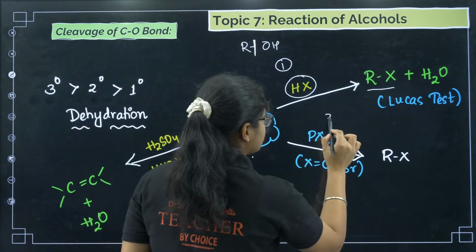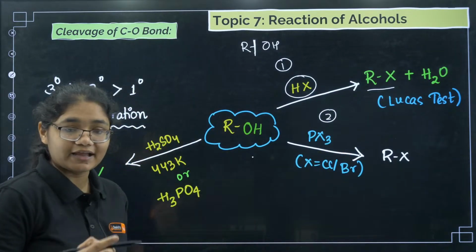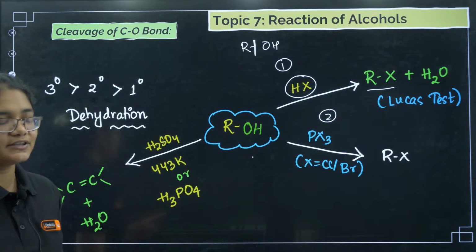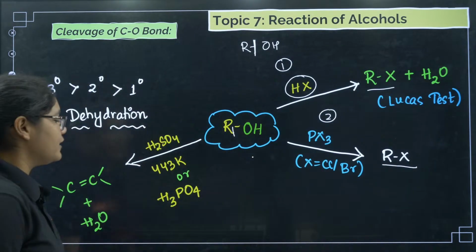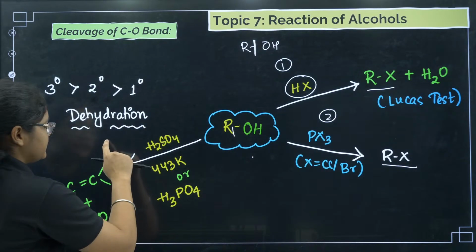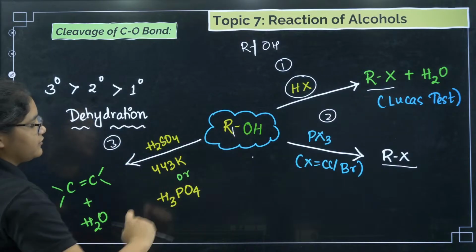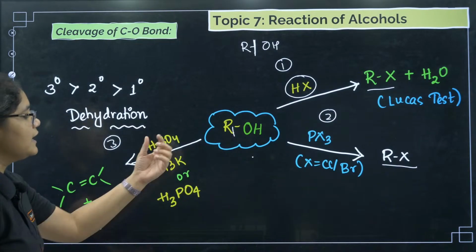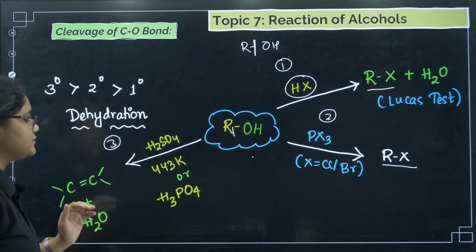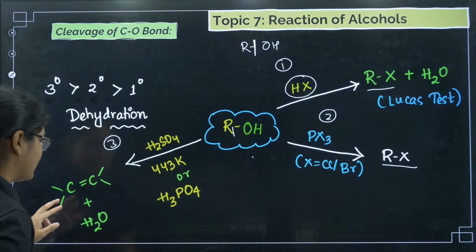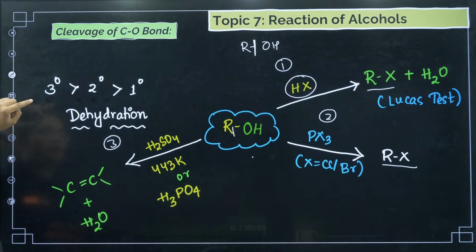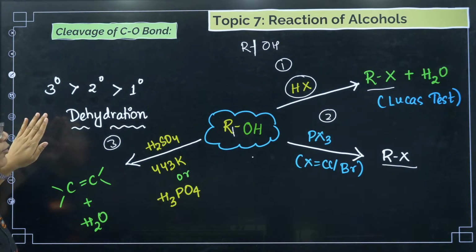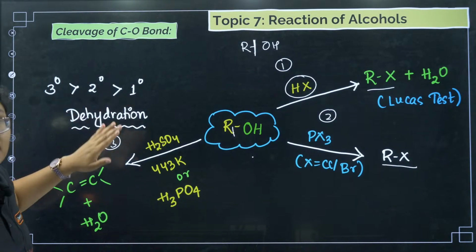Second one, we have reaction with PX3. This reaction we have already seen in the haloalkanes chapter. What will happen? OH will be replaced with X, so we will get RX. Next, reaction with H2SO4. If you just react with H2SO4, you will get dehydration, and we will get alkene as the major product. And in dehydration, the order followed is 3 degree, 2 degree, 1 degree. Means 3 degree alcohols are more reactive than 2 degree, then 1 degree.